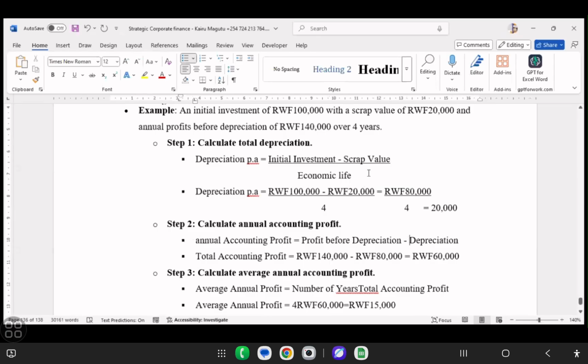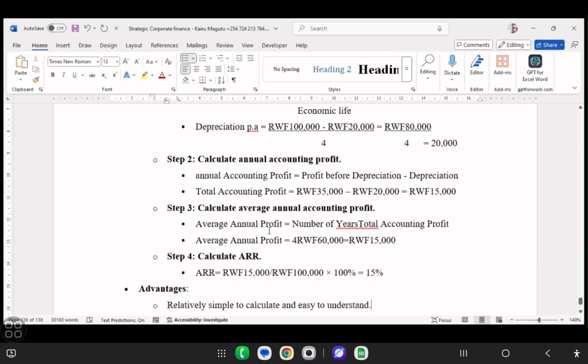In our case here, let me change this one so that I can make it a little better. Let me give this one 35. 35 looks better. Let me use 35 here. 35 minus the depreciation, which we found to be 20. The amount is 15. Then calculate average accounting profit.